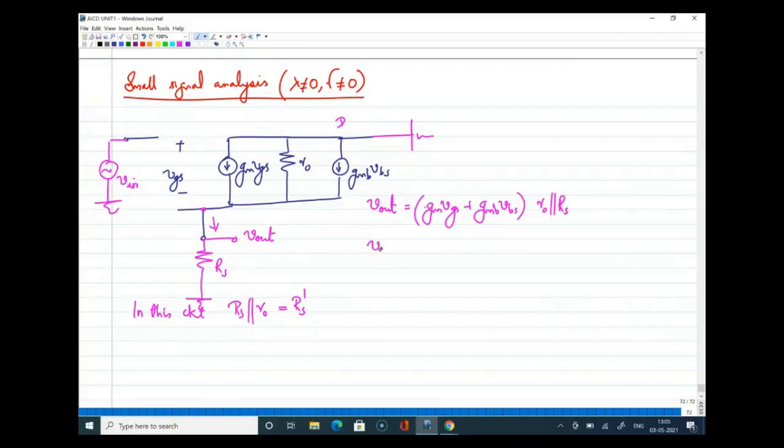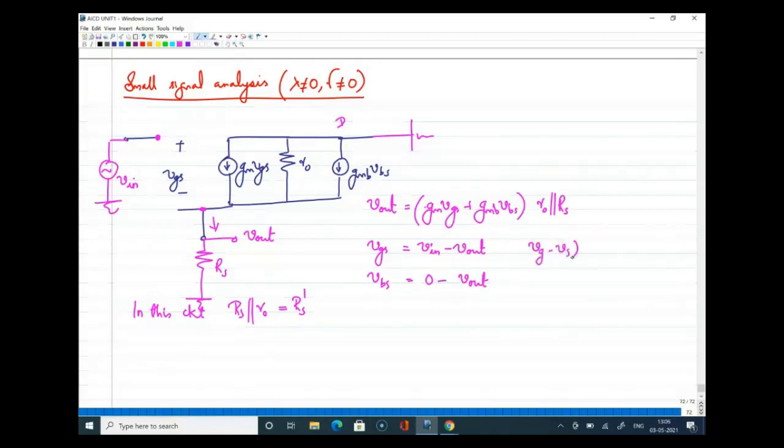Now I will just write what VGS and VBS are from the same equivalent circuit. What is VGS? VGS is this node voltage minus this node voltage. It is simple: V in minus V out. What is VBS? Body is connected to ground, so it is 0 minus V out. Sorry, VS is V out. Similarly, it is VB minus VS. That I substitute and I got those results.